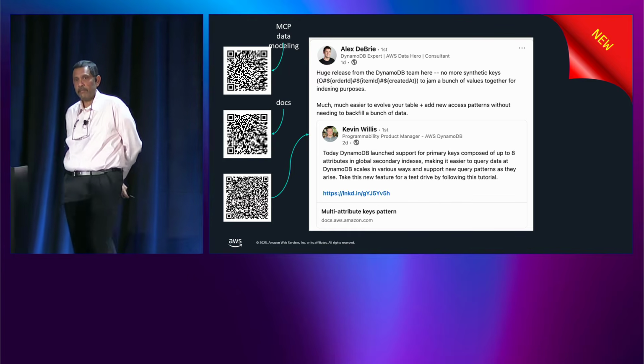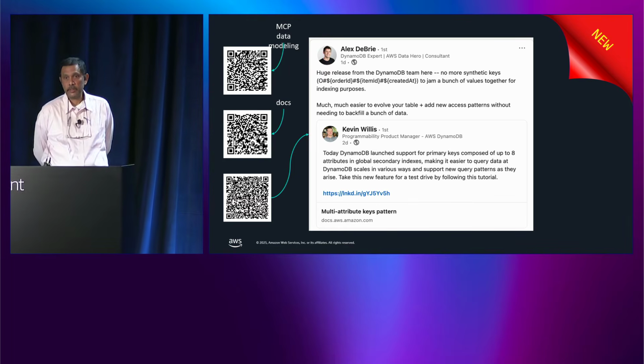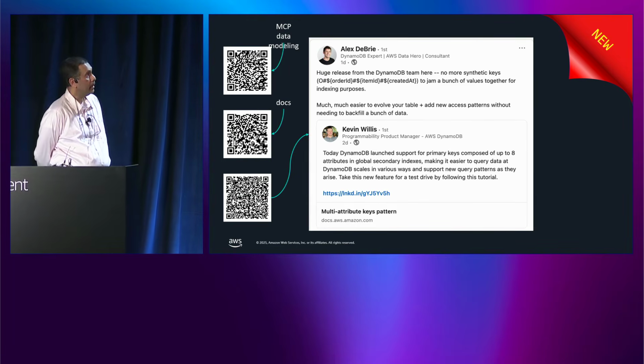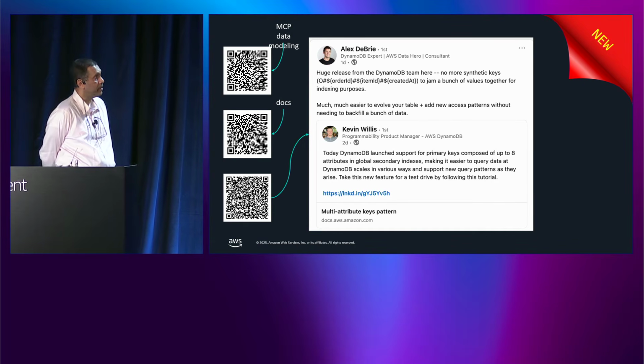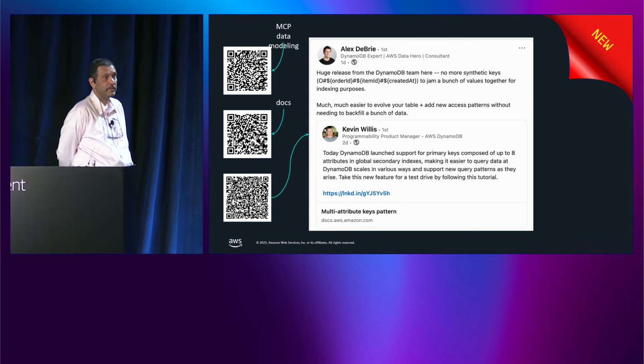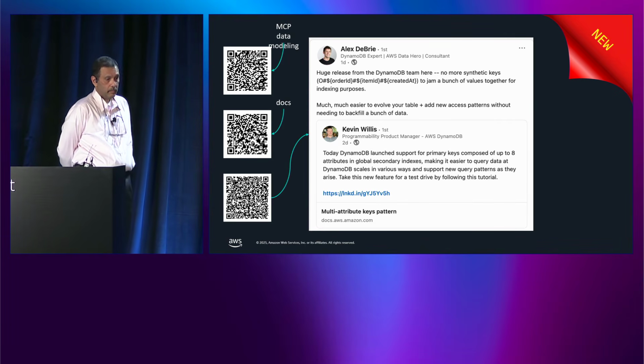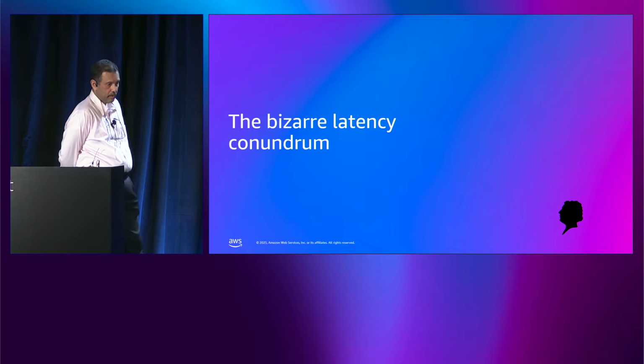We also now have MCP support for schema modeling. So if you are so inclined, we have a very good schema modeling advisor, which will take the benefit of these new capabilities. So with that, let's move on to the next one.